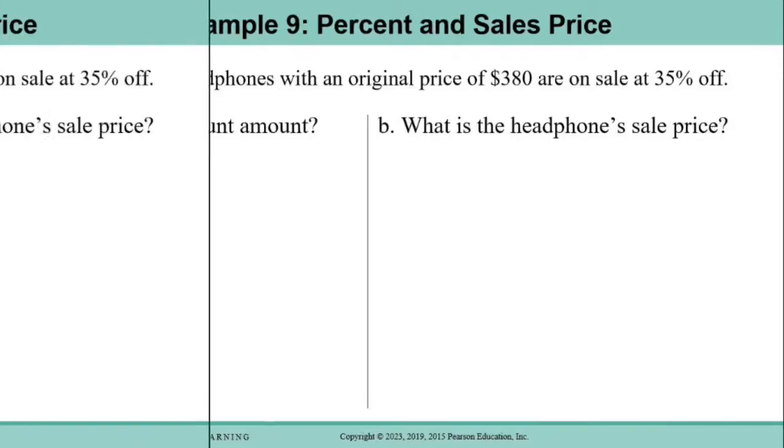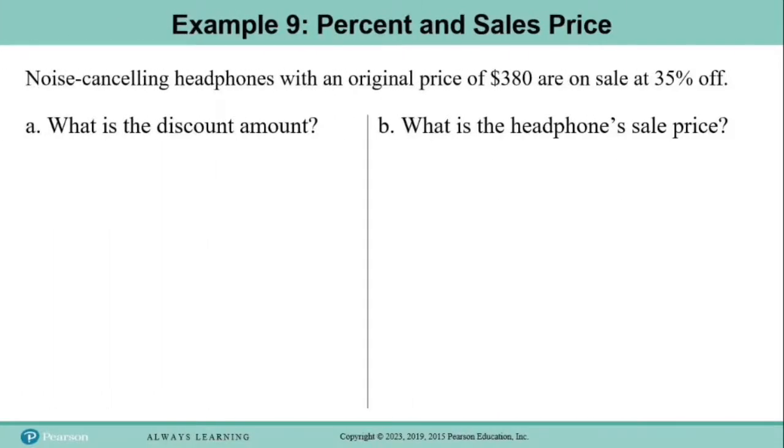Here's example 9, and I think this is a great opportunity for you to pause the video and try this one on your own. Okay, now I'll go through it with you. So example 9 says, noise-canceling headphones with an original price of $380 are on sale at 35% off. What is the discount amount? Well, we are saving 35%, and we will write that the discount is equal to 35% of 380, so that's 0.35 times 380. And so we find that the discount is $133.